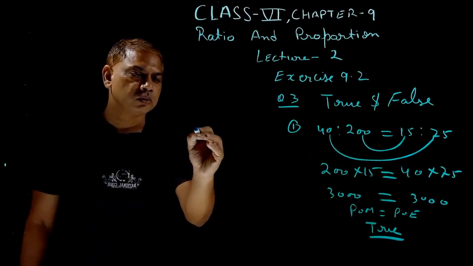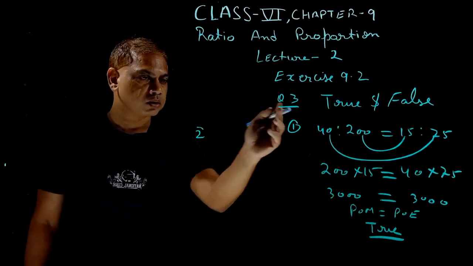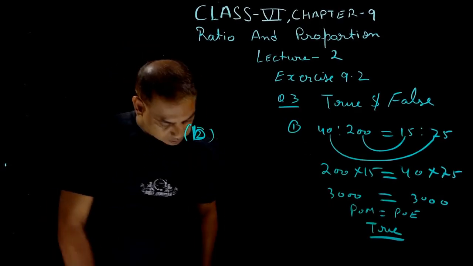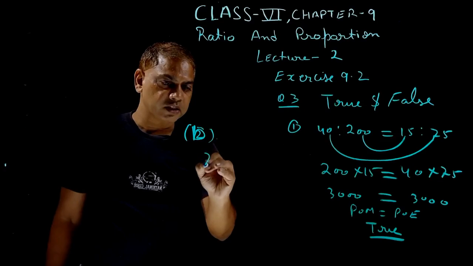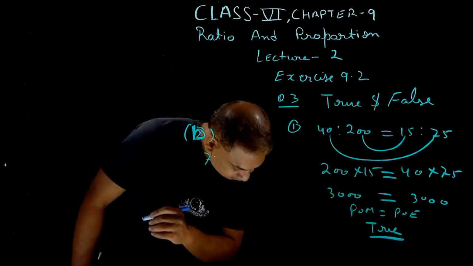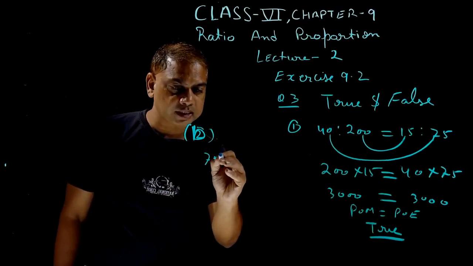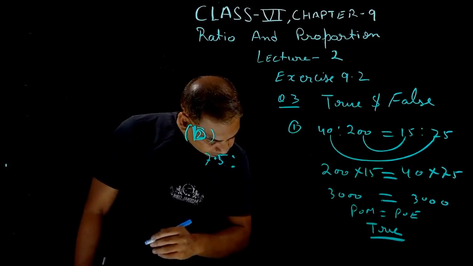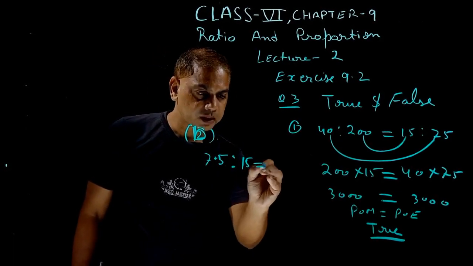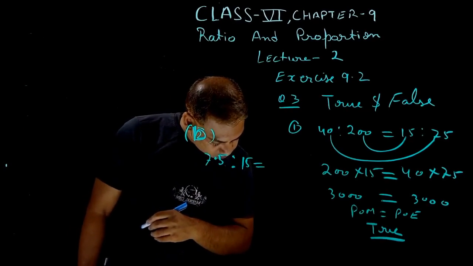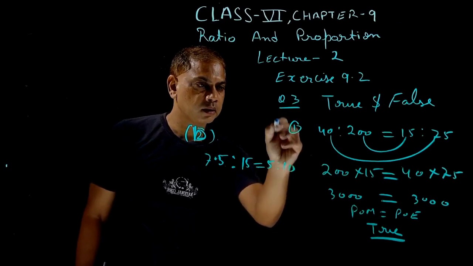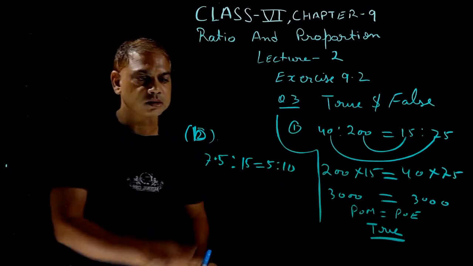Question number 3, B part. Question is 7 is to 5, 7.5. Okay, it is a decimal, student. 7.5 is to 15 is equal to 5 is to 10. Okay, this is the question.